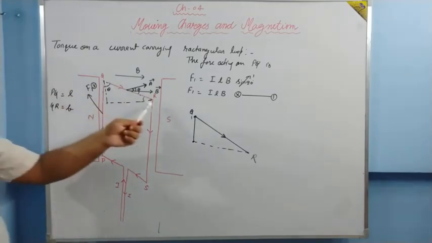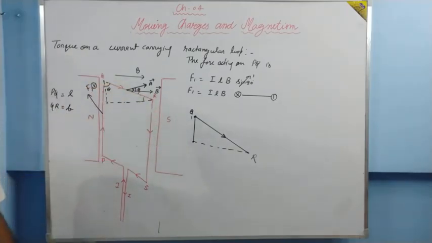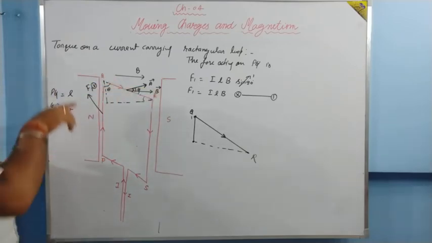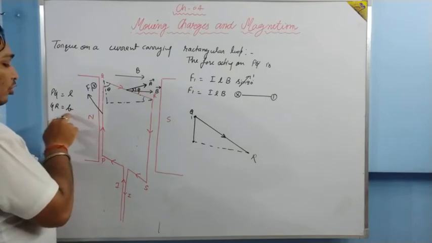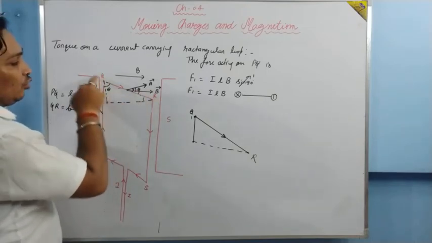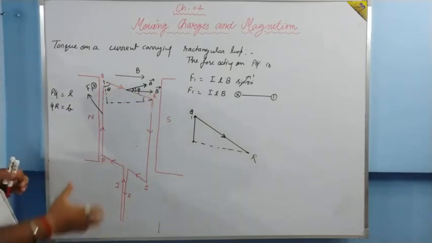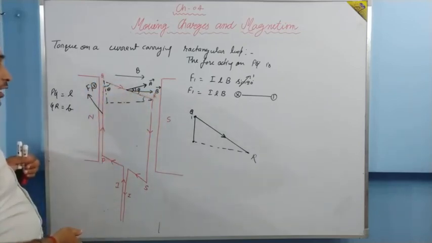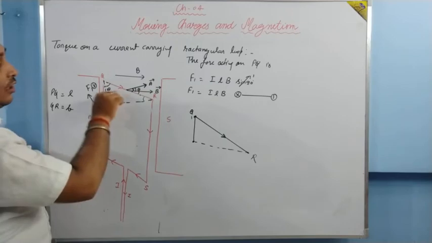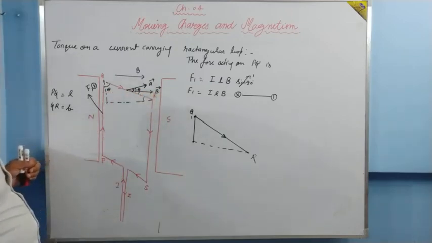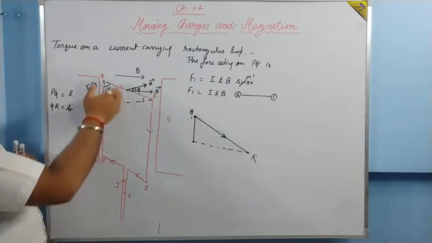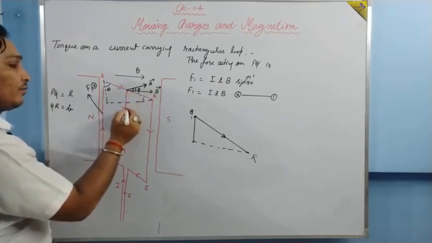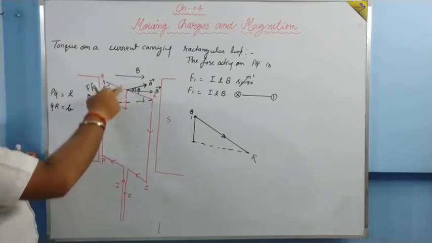this length can be divided into two components, one along the magnetic field, one perpendicular to the magnetic field. The one along the magnetic field, I am talking about this length, QR length. QR can be divided into two components. The component which is along the magnetic field will experience zero force, and the component which is perpendicular to the magnetic field, it is towards downward. This is the component of length.